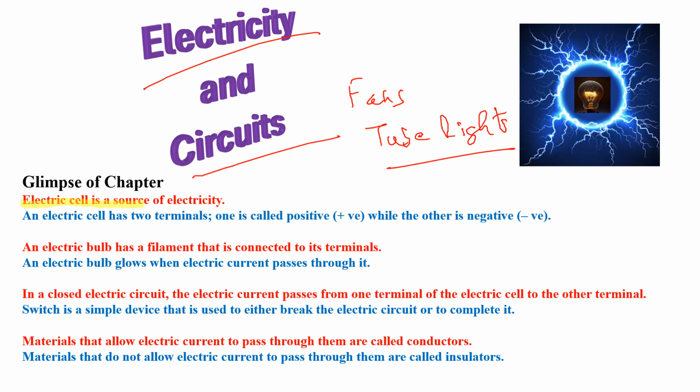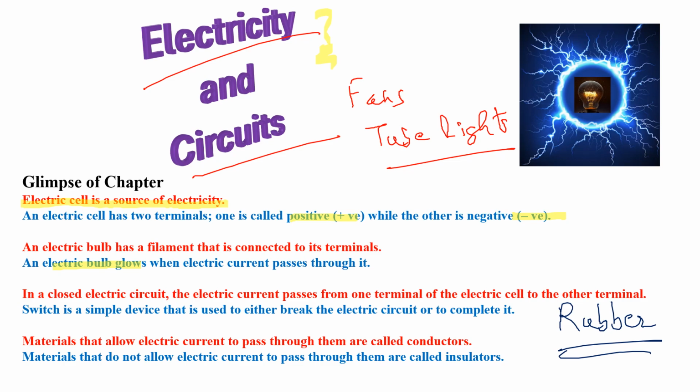Here, an electric cell is a source of electricity, and every electric cell has two terminals, positive and negative. Then an electric bulb glows when electric current passes. So we will learn the concept of current, and which materials allow the flow of current and which don't. For example, rubber is an insulator because it doesn't allow the flow of current, while copper wire is a conductor. All these aspects we are supposed to pick up in this chapter.